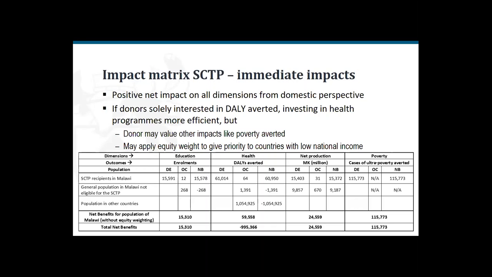In addition, donors often apply equity weights to give priority to countries with low national income, and Malawi would likely be weighted quite highly in terms of this equity weight. So the opportunity cost in terms of health foregone in other countries wouldn't be weighted as highly as the health gains to the population within Malawi.